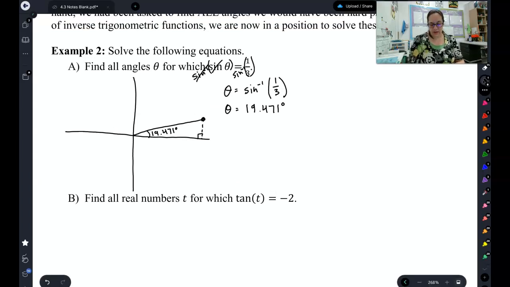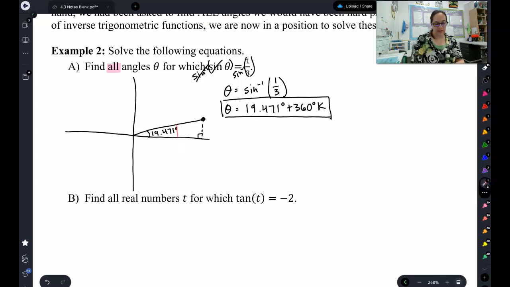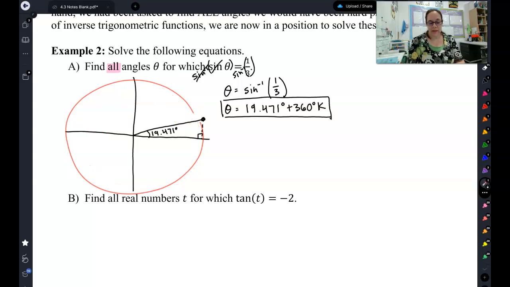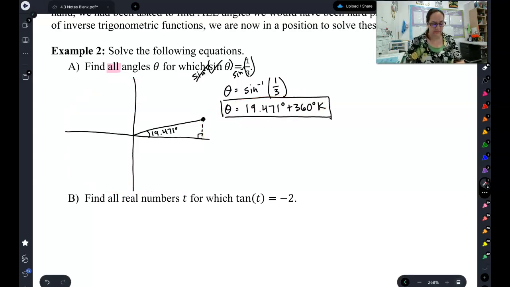Now, also notice that this problem specifically says find all angles theta. So we learned that if we want to find all angles theta, we need to add 2 pi k. Or, since we're in degree mode, add 360 degrees K. And that will give us all our coterminal angles. So we have 19, and if I add 360, add 360, add 360, I keep getting back to that same point. Or you could also minus 360 and get the same thing. So adding that 360K or the 2 pi K if you're in radians guarantees us all angles.